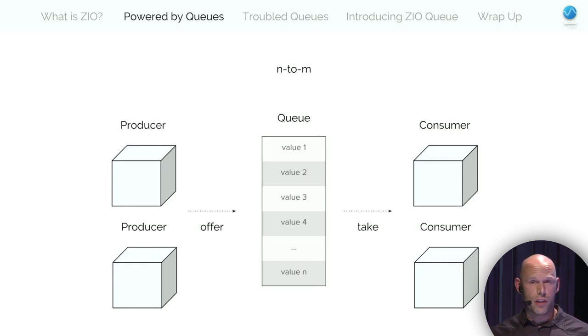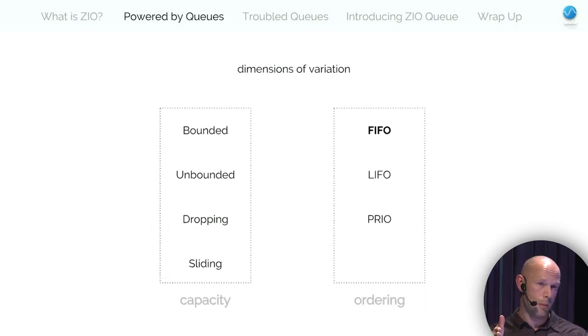Queues come in a lot of different flavors. You can have bounded queues, and typically once they reach their bound, they do something. Maybe they block. Maybe they say, sorry, can't handle it. You can have unbounded queues that just grow forever until you run out of memory. You can have queues that simply, once they reach their capacity, just drop new things on the floor. And that's useful for some things.